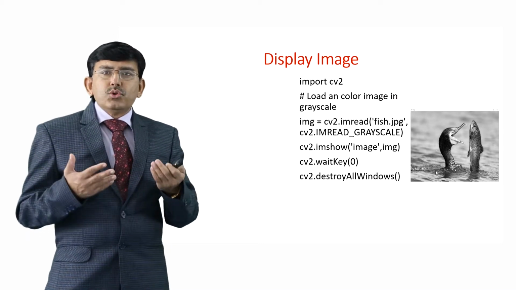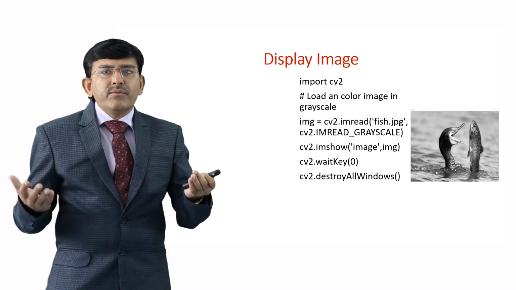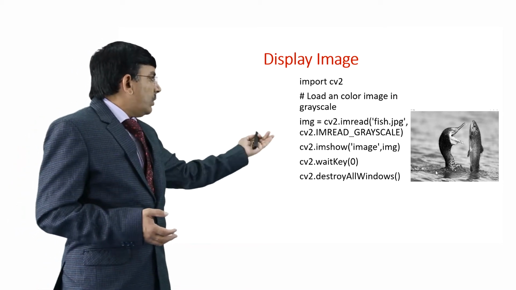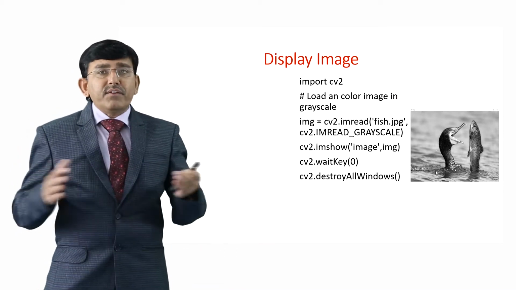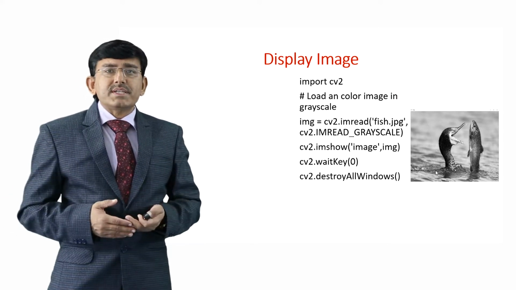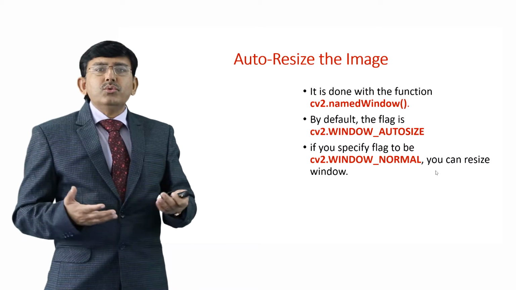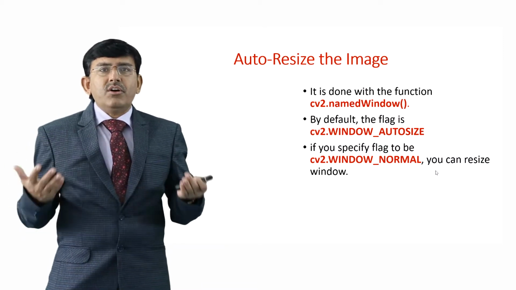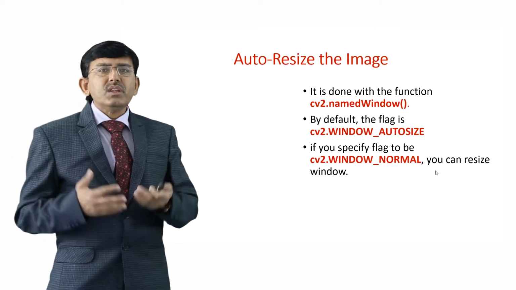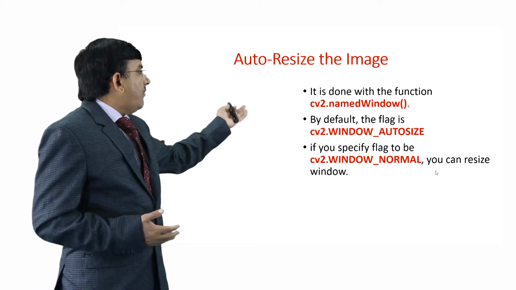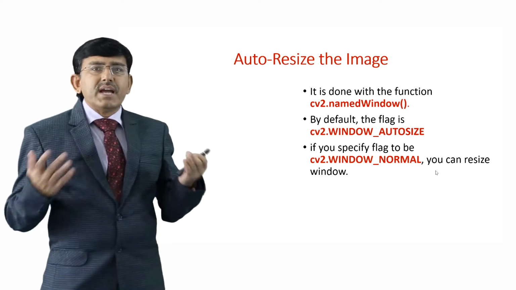Then cv2.destroyAllWindows will again close the windows and make the buffer free for further processing. Using such a statement, we can increase the efficiency of primary memory. Now let us see the process through which we can resize the image.